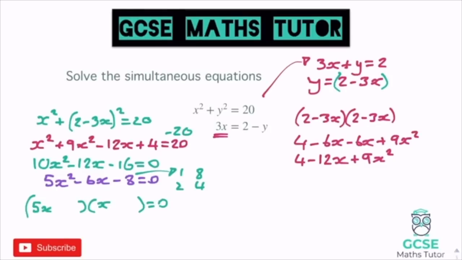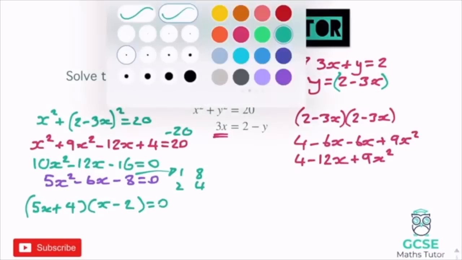2 and 4. Timesing 2 by 5 would give us 10. So 10 and 4 we can definitely make 6 out of. So we know we want the 2 to double to make 10. We want the 4 to stay as it is. And we want to make -6. So I want +4, take away the 10. And there we go, there's our factorised quadratic there.